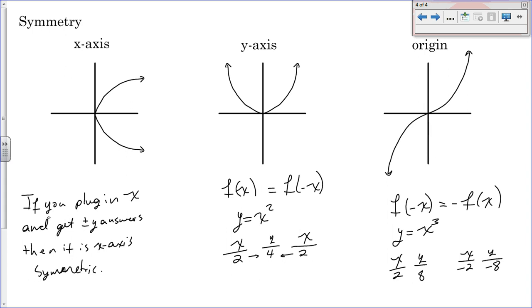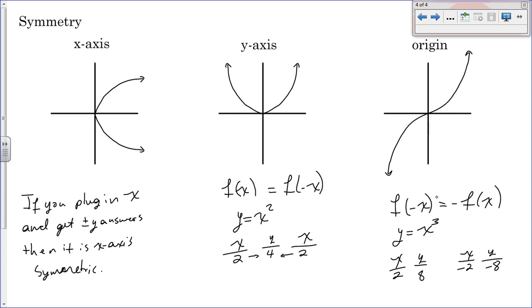If you plug in x and you get a positive and negative y answer, it's x-axis symmetry. If you plug in x and a negative x and you get the same answer, it's y-axis. If you plug in a negative x and you get a negative y, or the opposite of y, then you have origin symmetry.